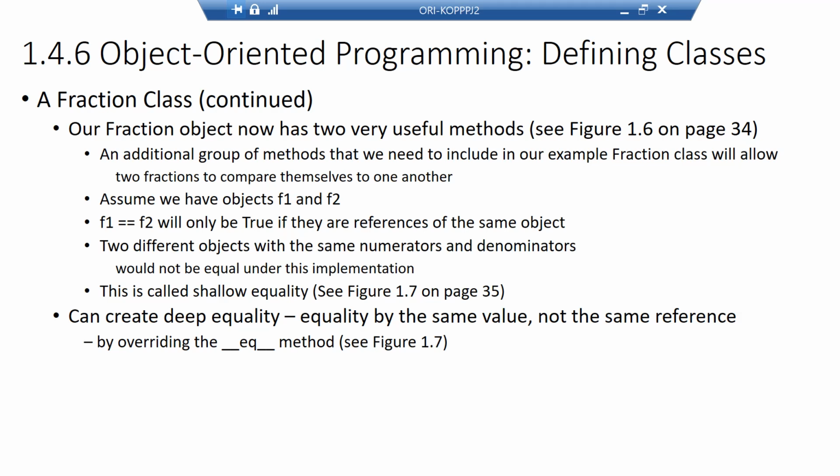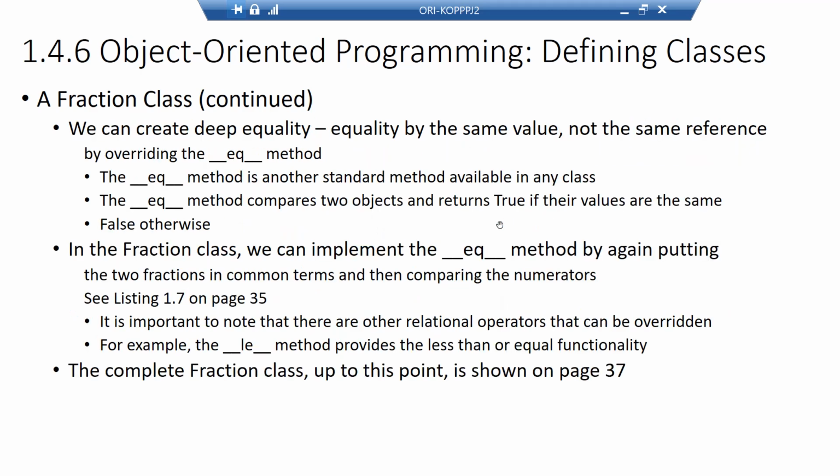So we can create a deep equality by the same value, not the same reference, by overriding the EQ method. That's what it's showing in here, and that's what we're going to be doing now. Instead of by reference, we want to do it by value. We can create deep equality by the same value by overriding the equal method.